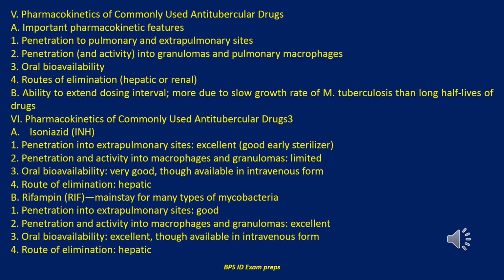Rifampin, RIF. It is the mainstay for many types of mycobacteria. 1. Its penetration into extrapulmonary sites is good. 2. Its penetration and activity into macrophages and granulomas is excellent. 3. Its oral bioavailability is excellent, though available in intravenous form. 4. Its route of elimination is hepatic.